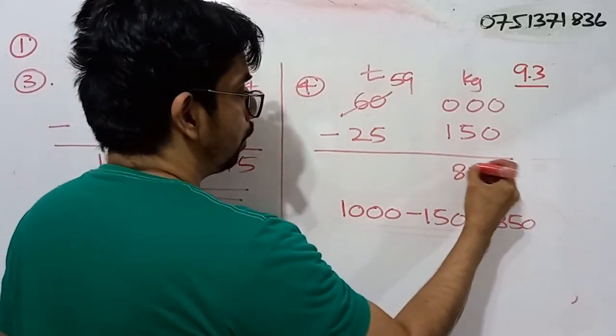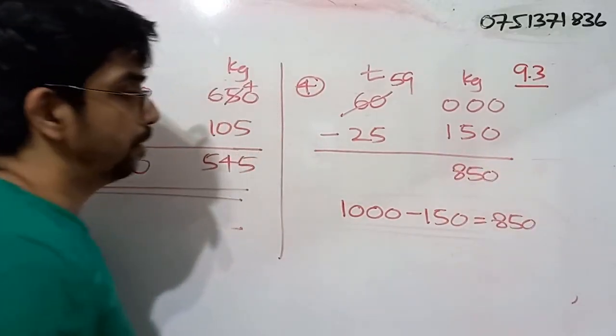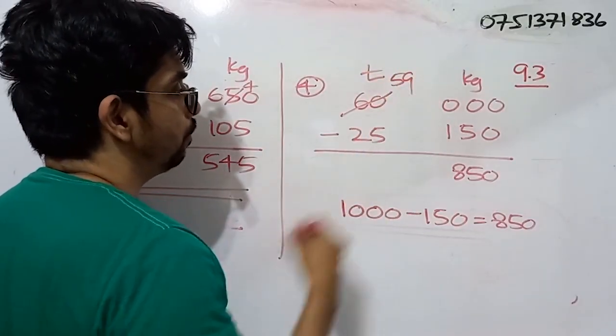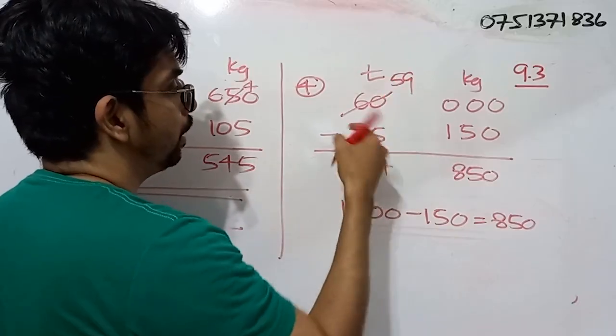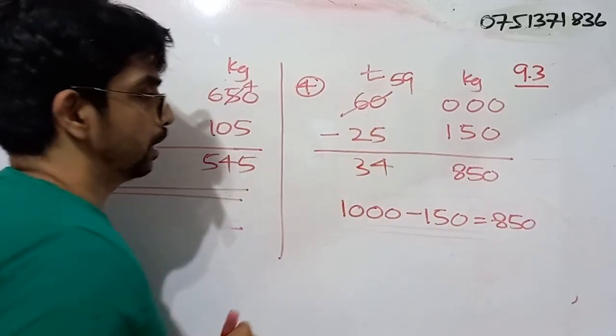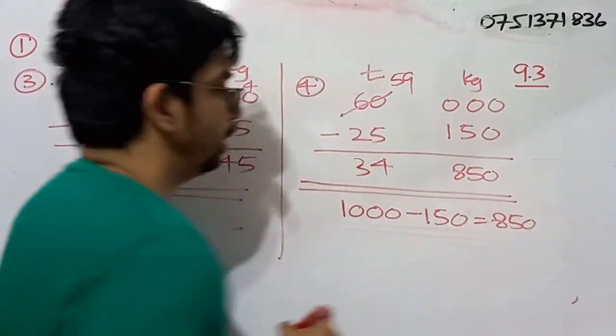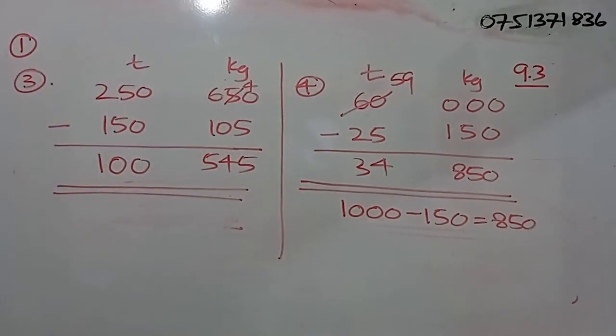So here the number of kilograms are what? 850. From 59, we have to subtract 25. 9 minus 5, we know that's a 4. 5 minus 2, we know that's a 3. So here the answer is what? 34 tons and 850 kilograms.